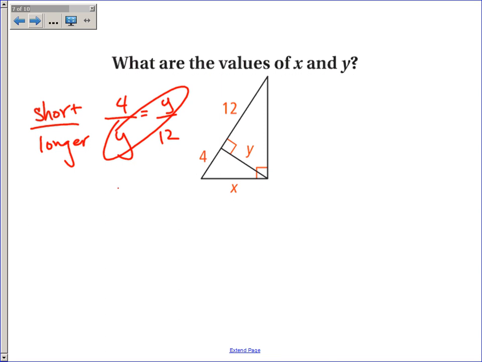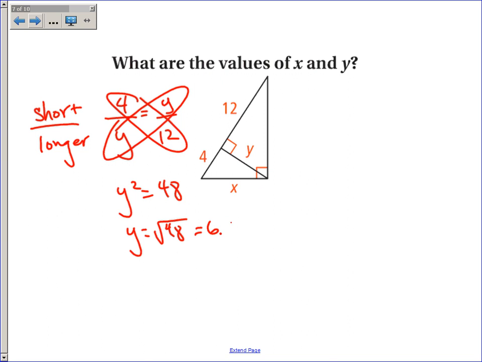Y times y is y squared. 4 times 12 is 48. So to undo a square, I take the square root. Y is equal to the square root of 48, which is approximately 6.93.